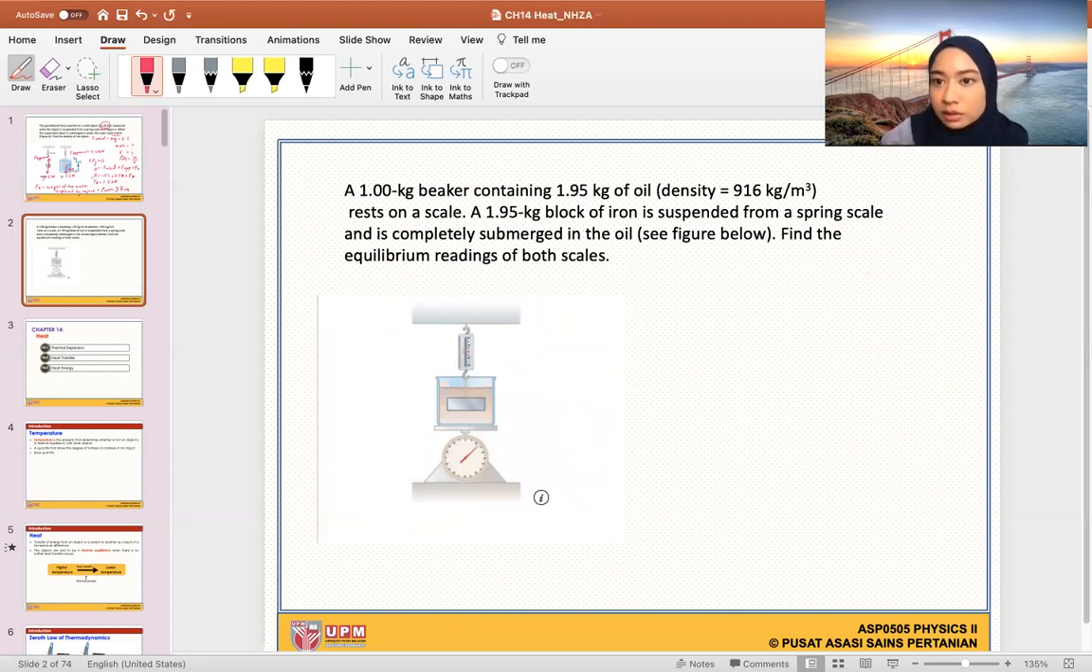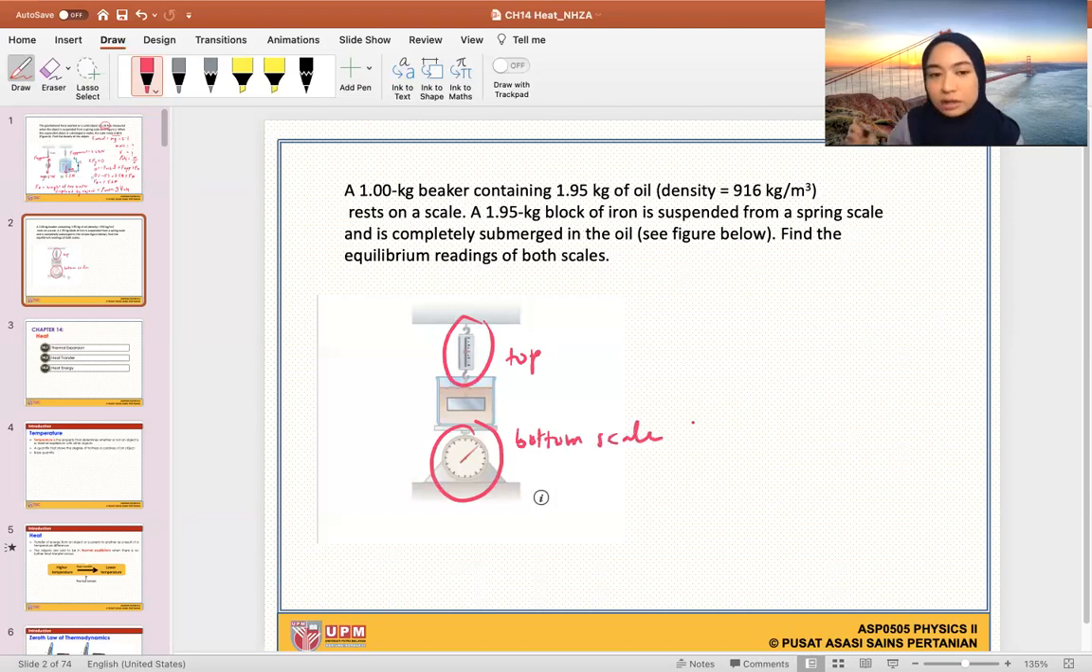Okay, moving on to this problem. A 1 kilogram beaker containing 1.95 kilogram of oil, the density is given, rests on a scale. So we have two scales here. Again, we're talking about F apparent. One is the top scale, and this is called the bottom scale. You've seen this, it's a very common item. It's suspended from a spring scale, which is our top, and is completely submerged in the oil. See figure below. Find the equilibrium readings of both scales.